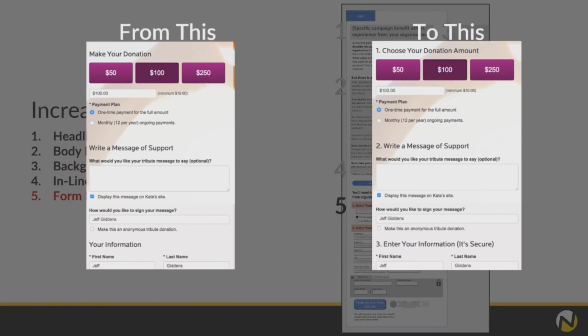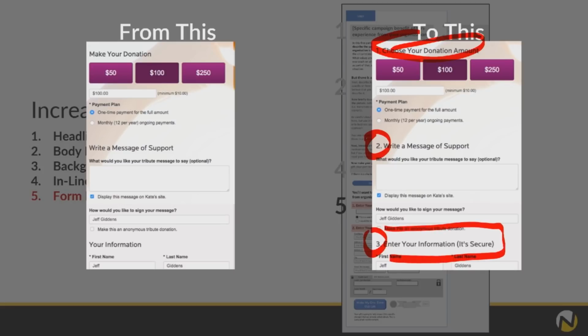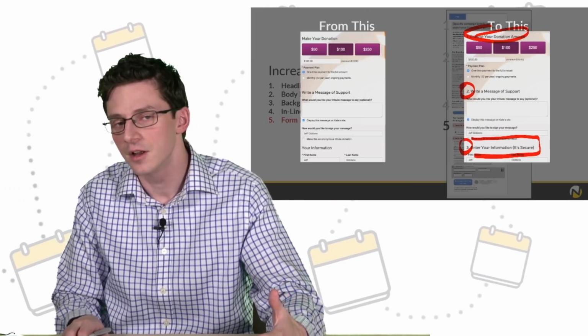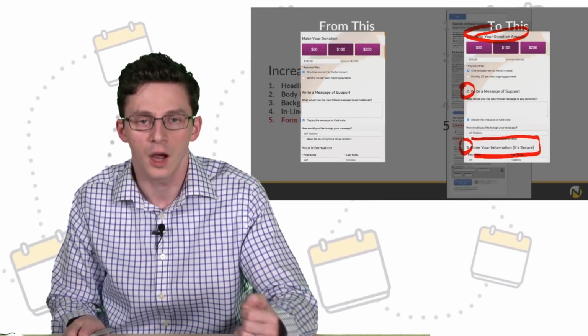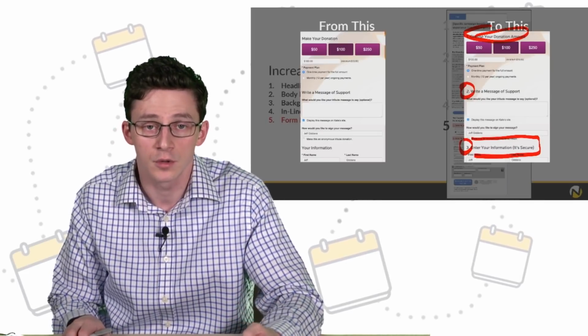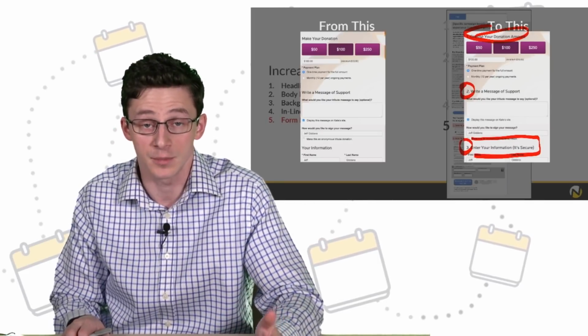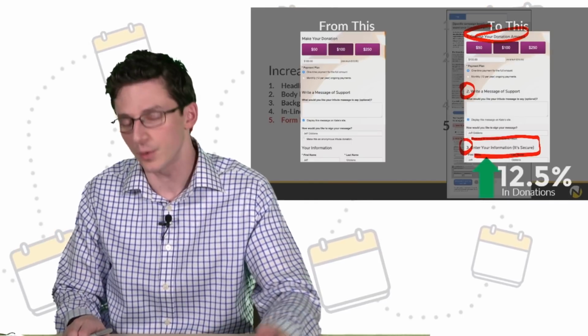Finally, form field headers. This is a great little opportunity. Choose your donation amount, 1, 2, 3. Here's the best part, enter your information. It's secure. Really? Yes, it is secure, but it needs to be clear. You need to be 100% clear on security. We're going to talk a little bit more about security later. Use your headers as an opportunity to be clear on what you want them to do, and why, in some cases. 12.5% increase in that situation.